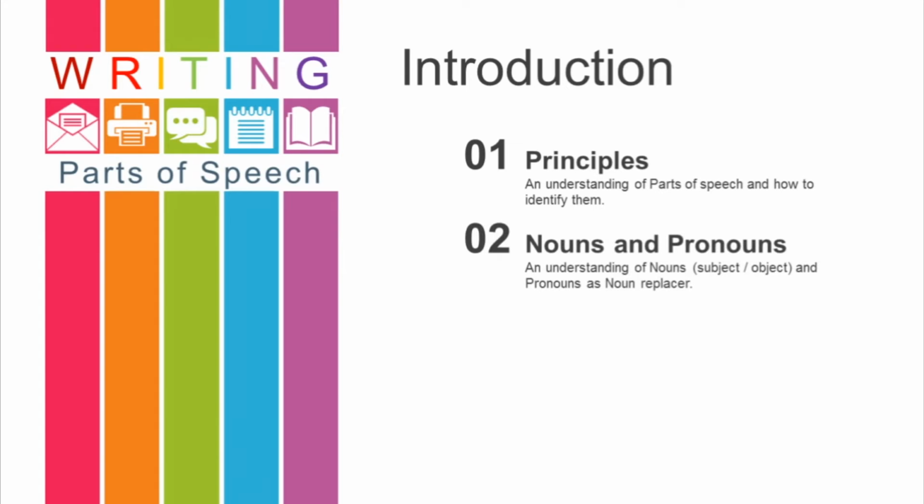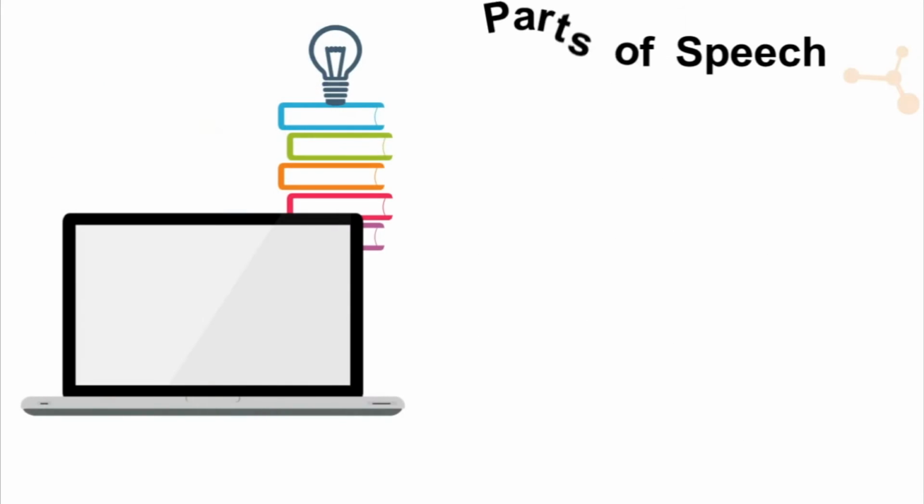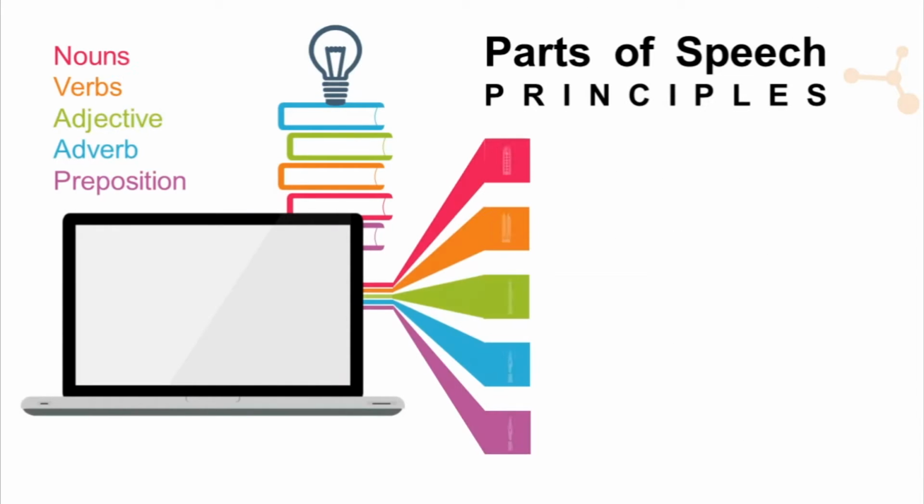The second is about nouns and pronouns, usually in the position of subject and object, and pronouns as noun replacers. The third is about verbs, an understanding of verbs as main verbs in a sentence, and other parts of speech, and the kinds of verbs, such as action verbs and linking verbs. So let us now learn about the principles of parts of speech.